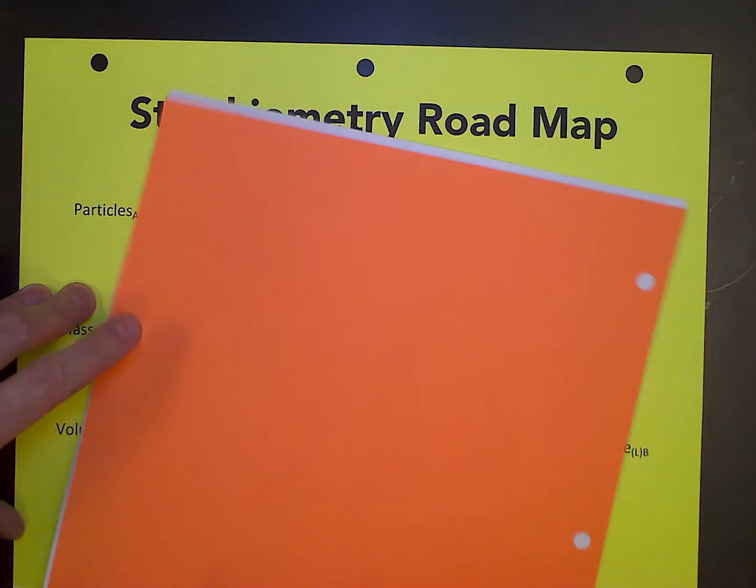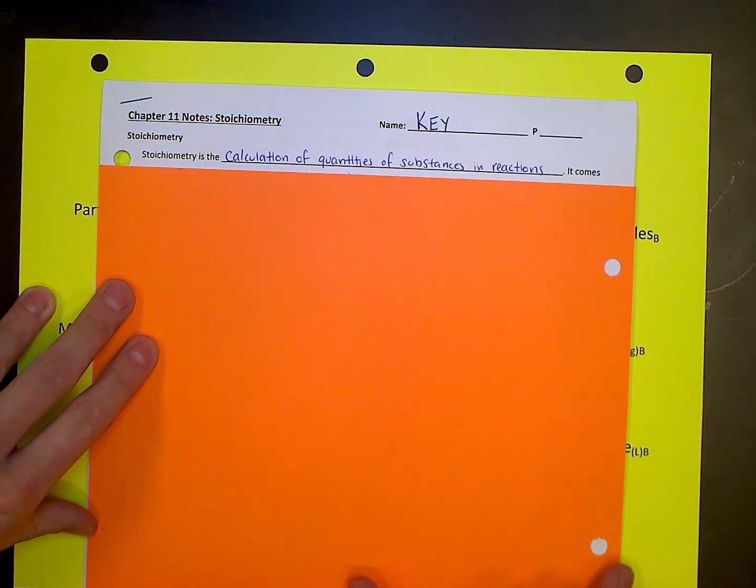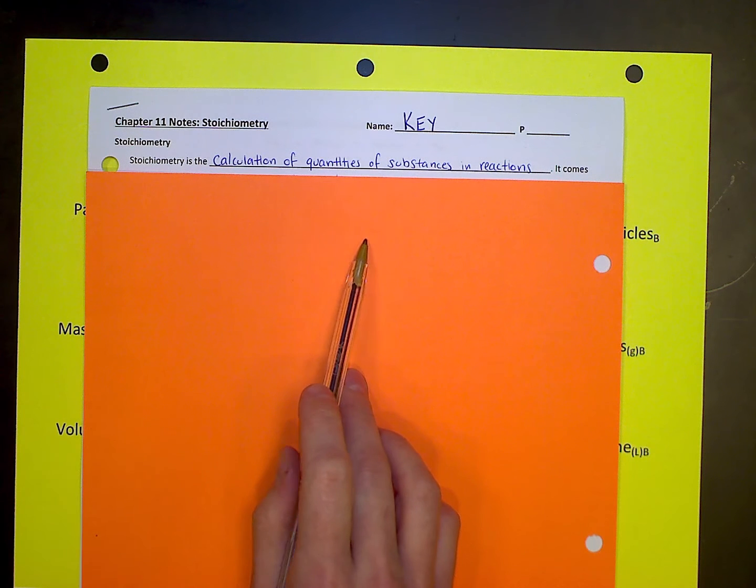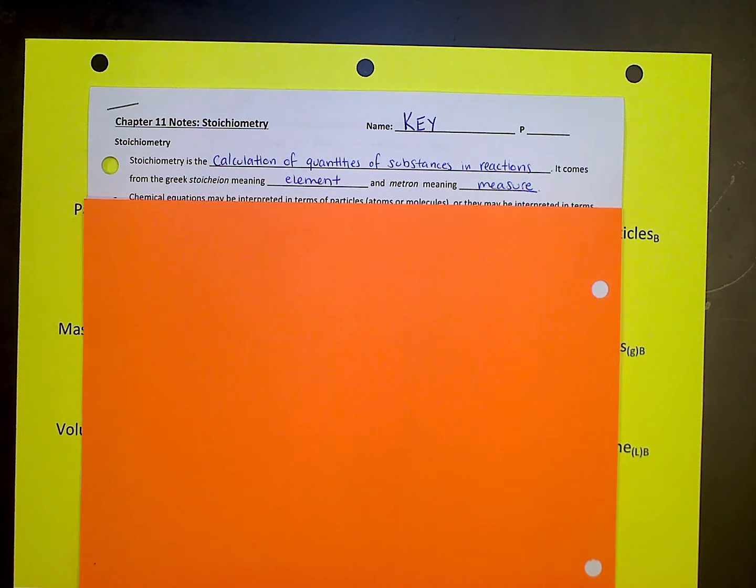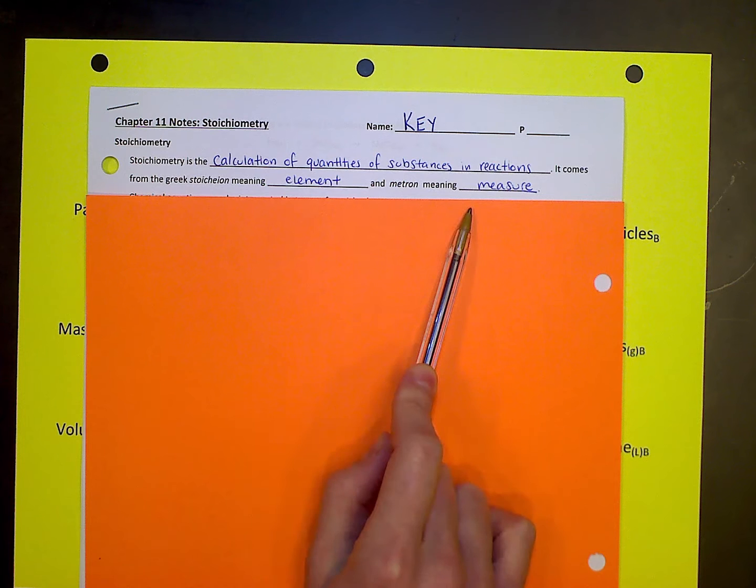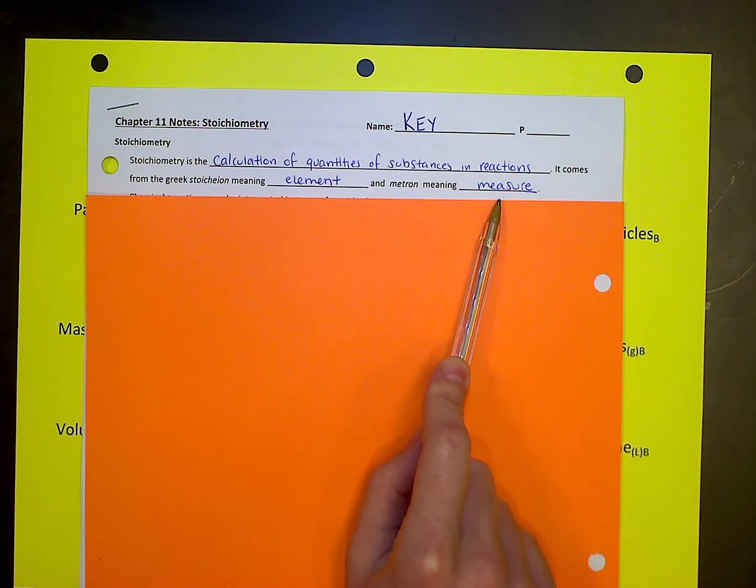Okay? So starting out with your note packet, stoichiometry is defined as the calculation of quantities of substances in reactions. Okay? It comes from the Greek word stoikon, meaning element, and metron, meaning measure. Okay? So really this is a way of measuring elements in reactions.